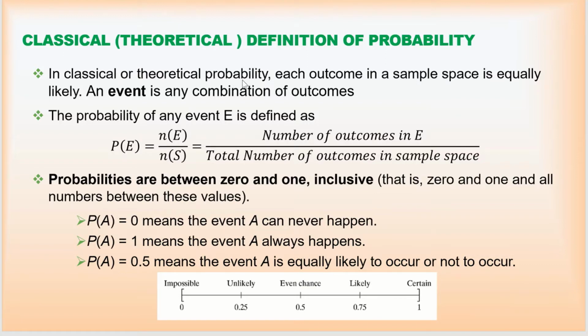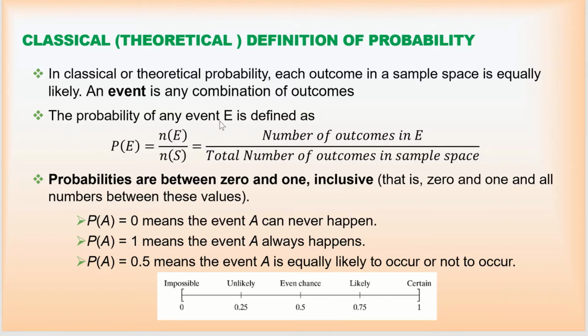In classical or theoretical probability, each outcome in a sample space is equally likely. So we assume that the outcome of any experiment is equally likely. An event, so here we define one more term, an event. Event is any combination of the outcomes. So if we list the outcomes, then that is what is called the event. So here, consider that the chances of getting something in an experiment, if there are more than one, they are equally likely.